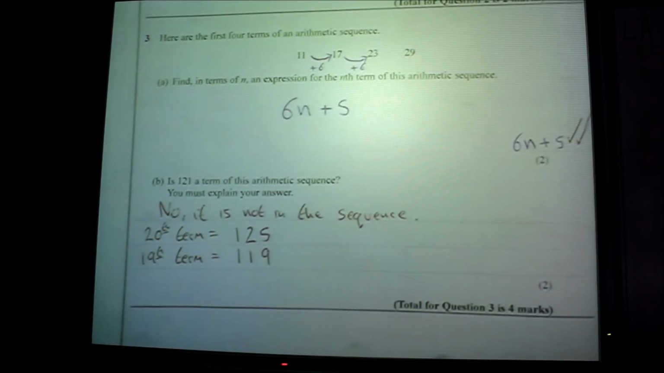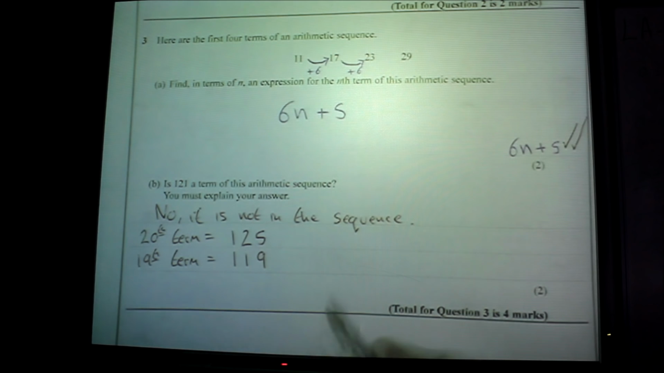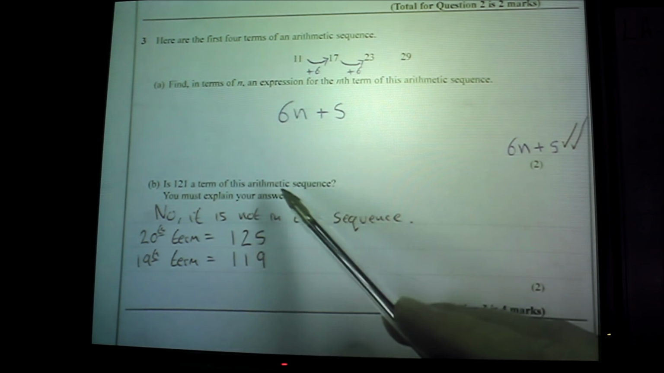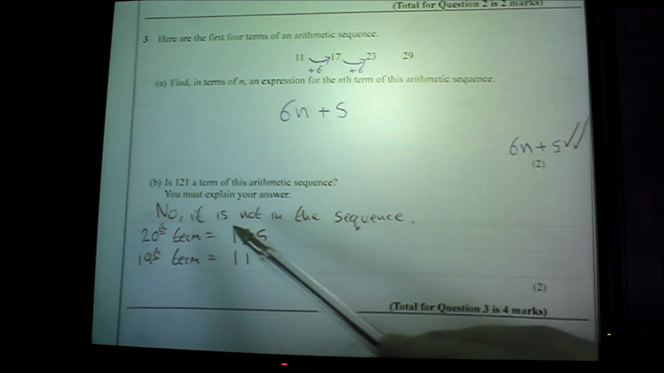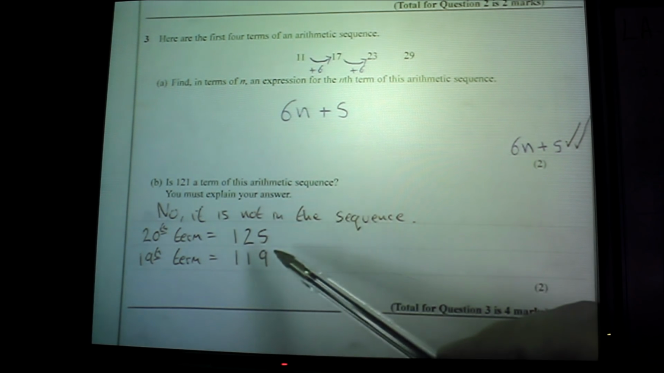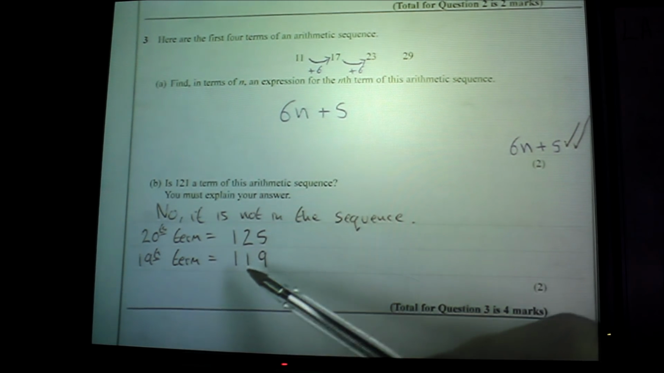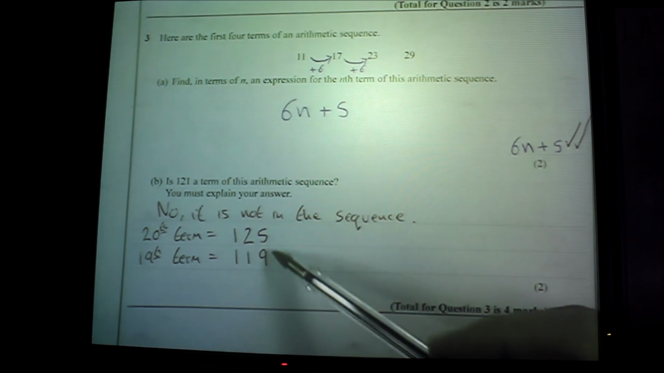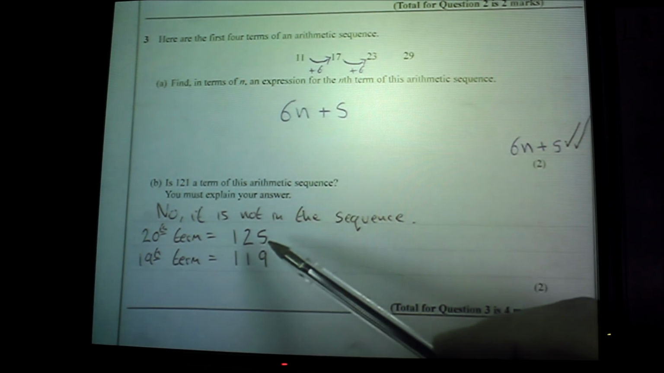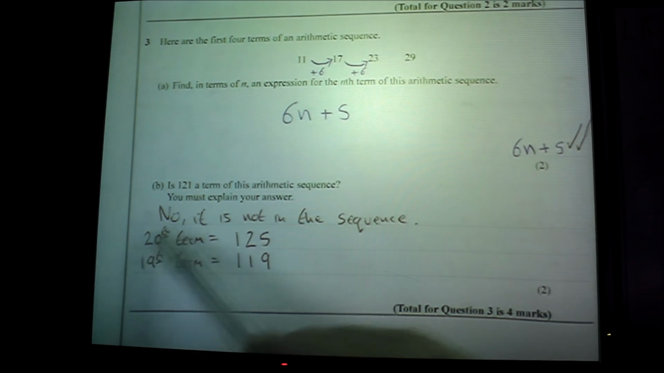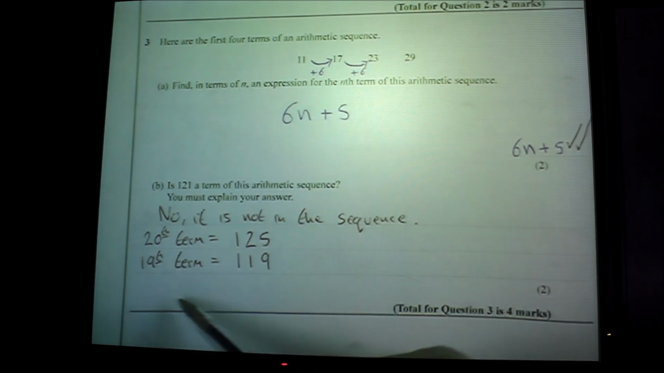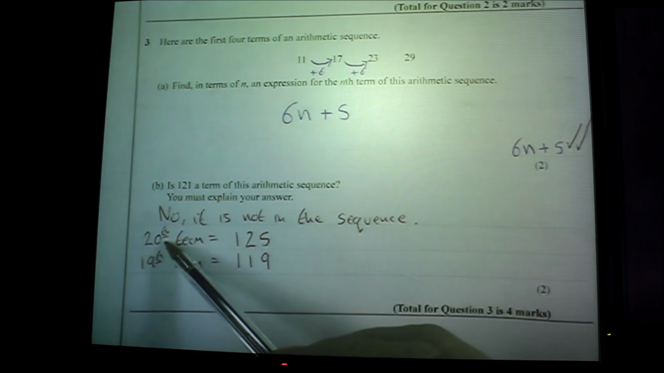The next one, people often lose some silly marks on. Is 121 a term in this arithmetic, don't worry about that word, sequence? You must explain your answer. No, it's not. And my explanation is that the 19th term is 119 and the 20th term is 125. People often say, well, how do you know to go for those two? Well, it's a bit of trial and error really in your head. I started with the 10th term.